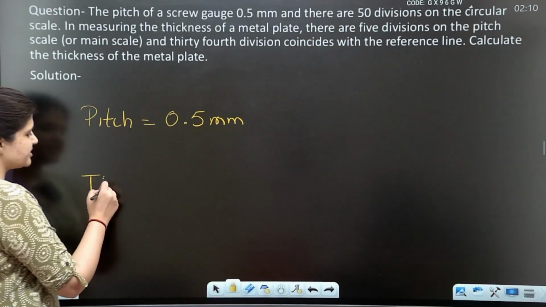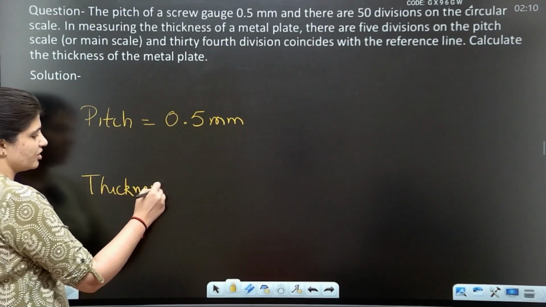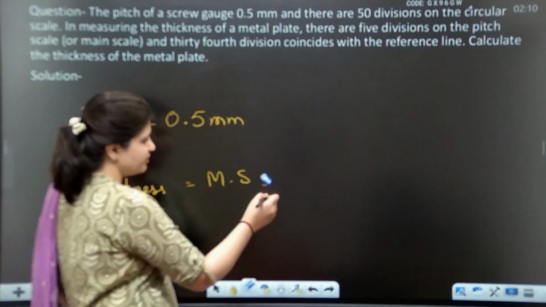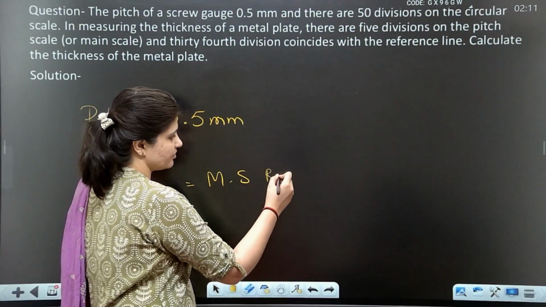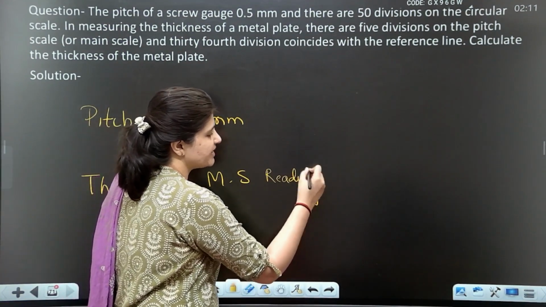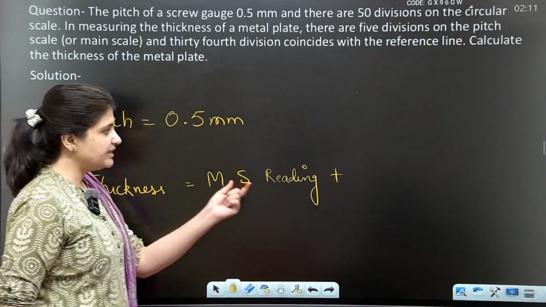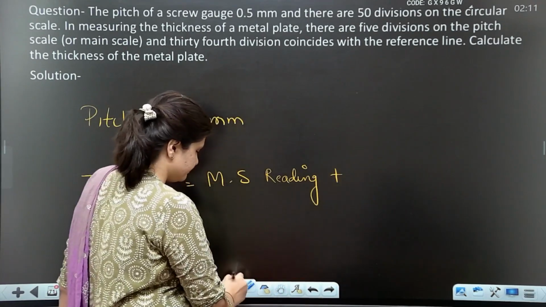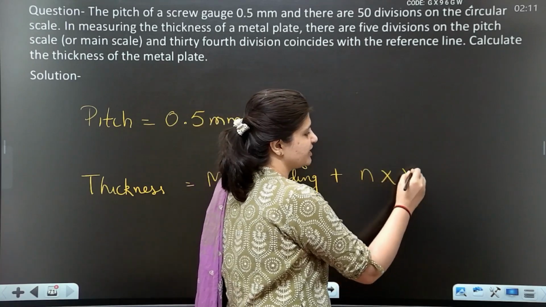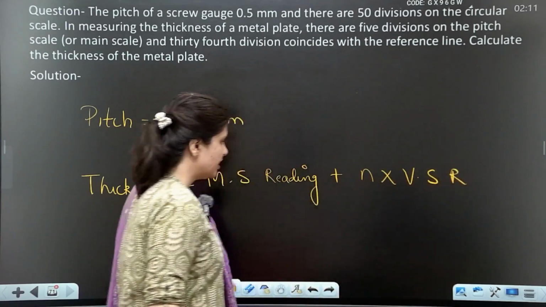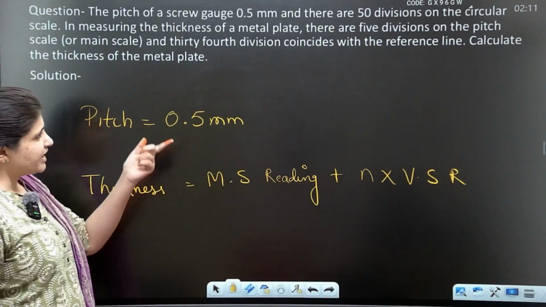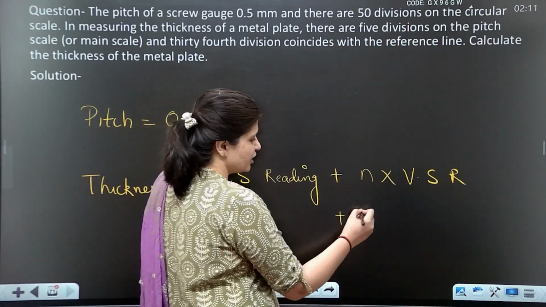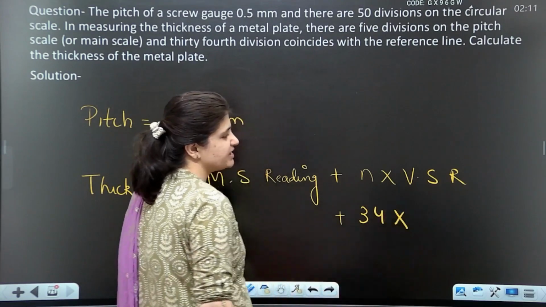So the thickness is equal to the main scale reading plus the least count into the number of divisions on the vernier scale, that is, the vernier scale reading. First of all, we see that 34 divisions coincide with the reference line.